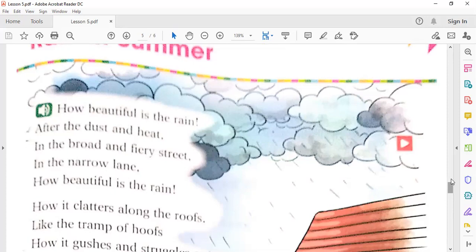Please open your textbook to page number 71. How beautiful is the rain after the dust and heat, in the broad and fiery street. In the narrow lane, how beautiful is the rain. How it clatters along the roofs like the tramp of hooves. How it gushes and struggles out from the throat of the overflowing spout. So spouts also overflow if the rain is more and more, right? So that's what the poet explains here.